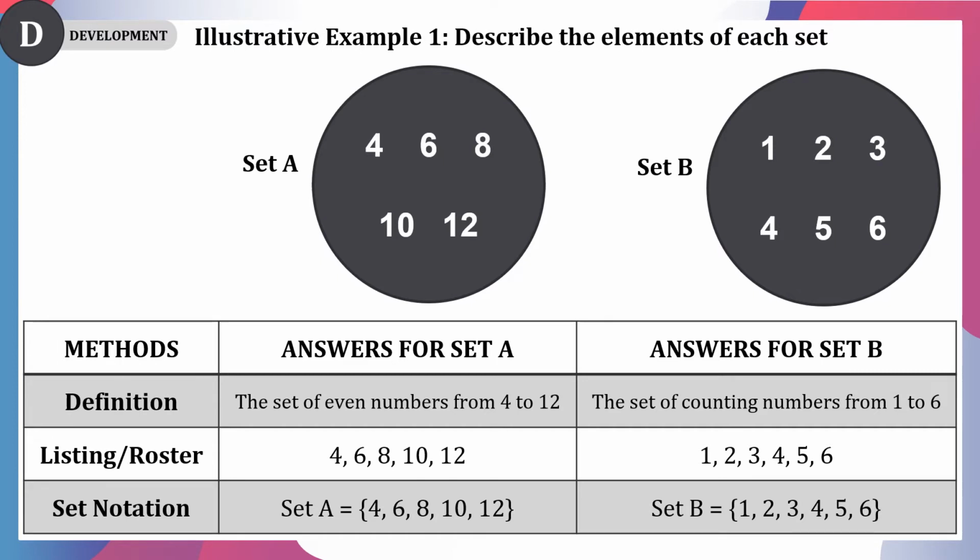While for set B, by definition, the set of counting numbers from 1 to 6. By listing or roster method, we have 1, 2, 3, 4, 5, and 6. By set notation, we have set B is equal to open brace 1, 2, 3, 4, 5, and 6, close brace.